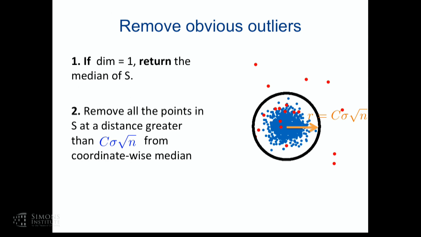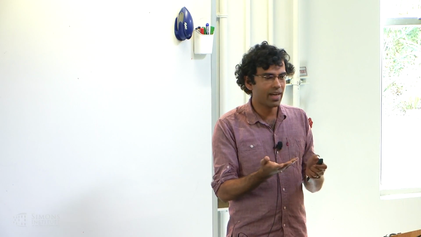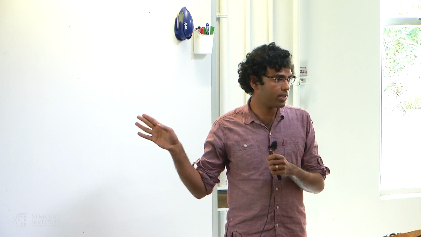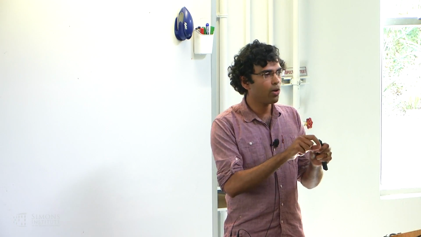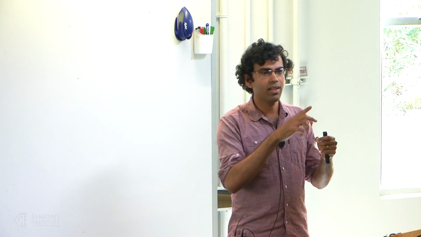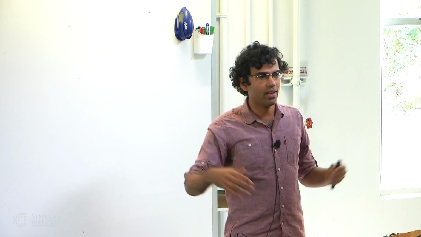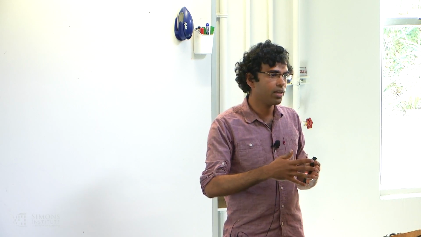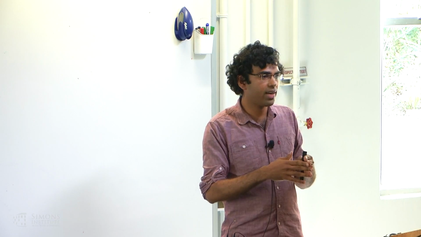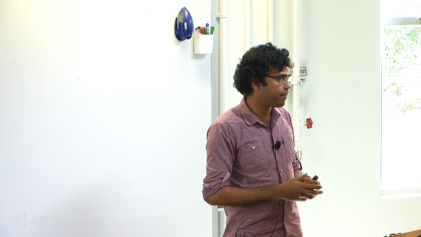And how can we do this? We can just compute the coordinate-wise median. We know it's good up to a square root n factor, and that won't hurt us for this step. So look at the coordinate-wise median. Consider a ball of radius 10 sigma square root n around it, and throw away all the points outside it.